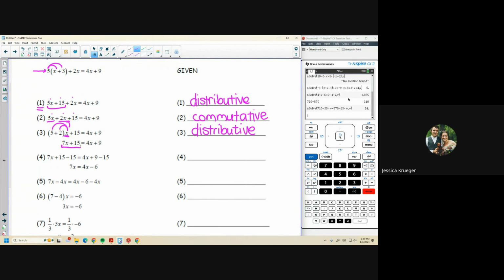Let's look at what happens in step 4. We had 7x plus 15. Now it's 7x plus 15 minus 15 equals 4x plus 9 minus 15. So it looks to me like they subtracted 15 from both sides. This is the subtraction property of equality.